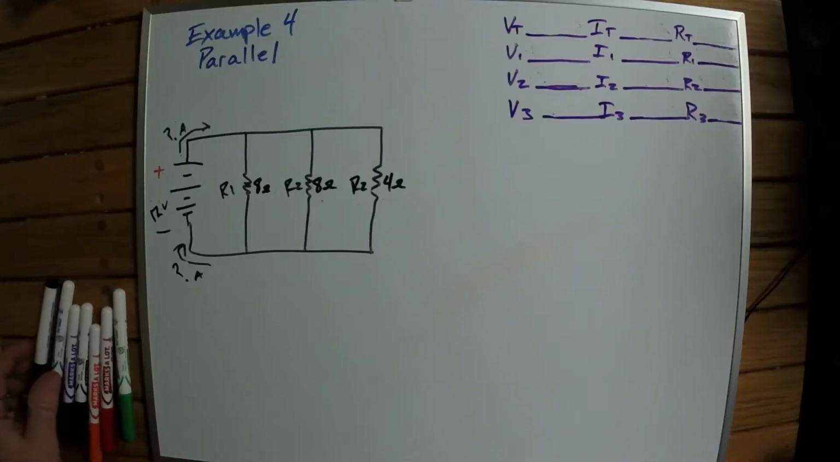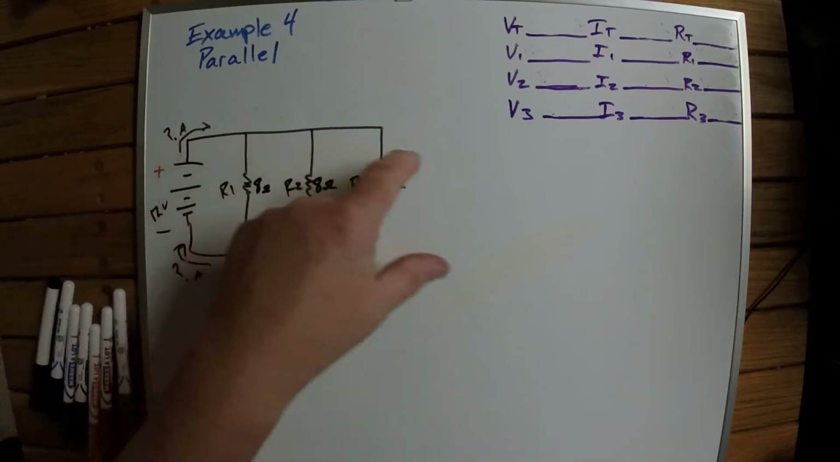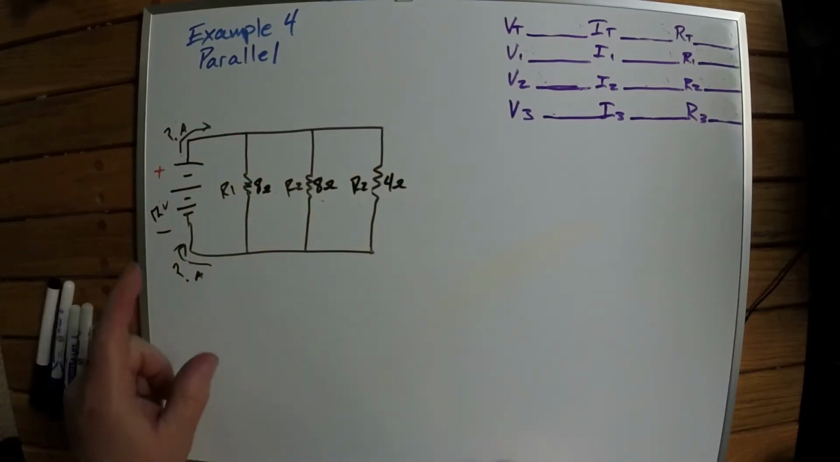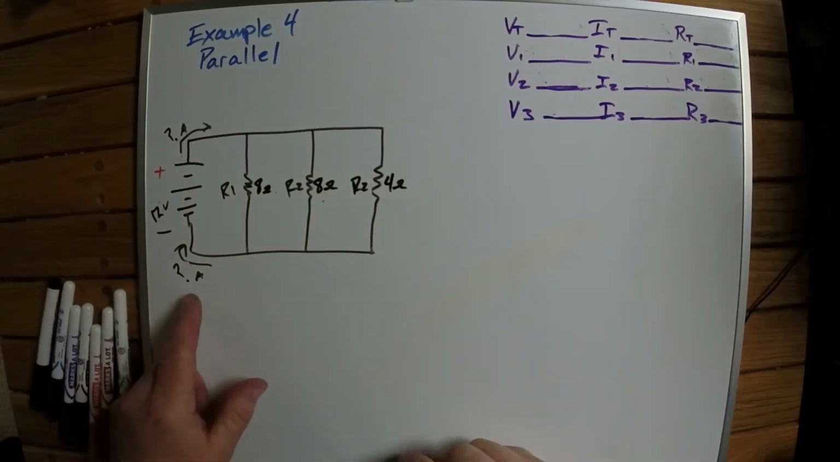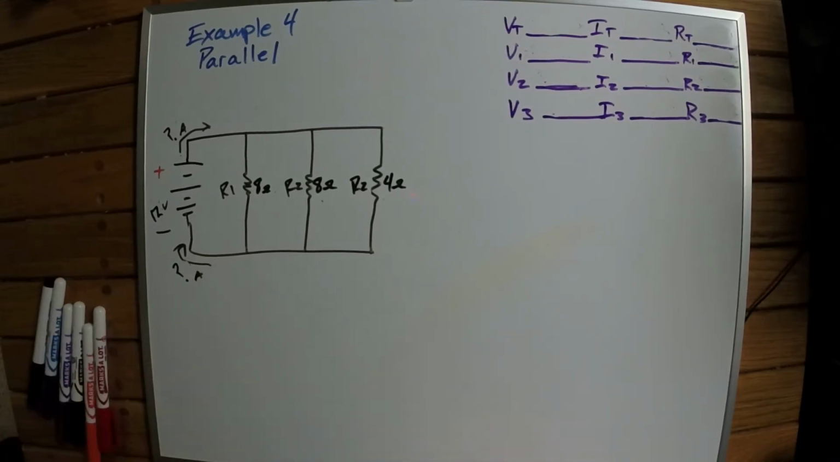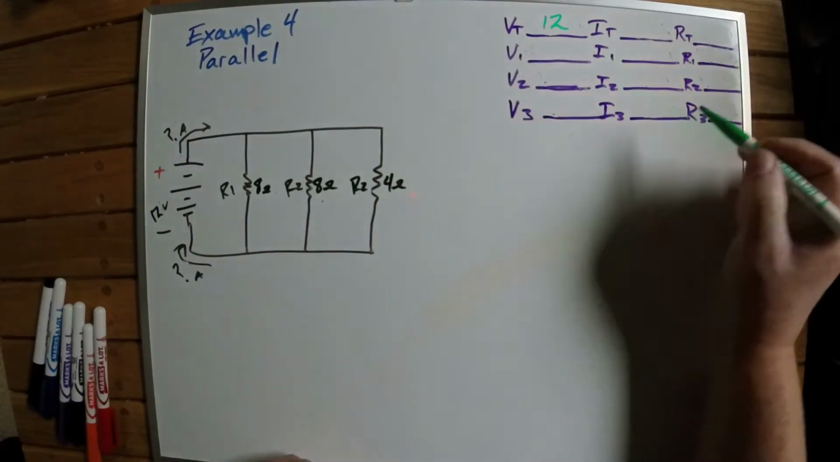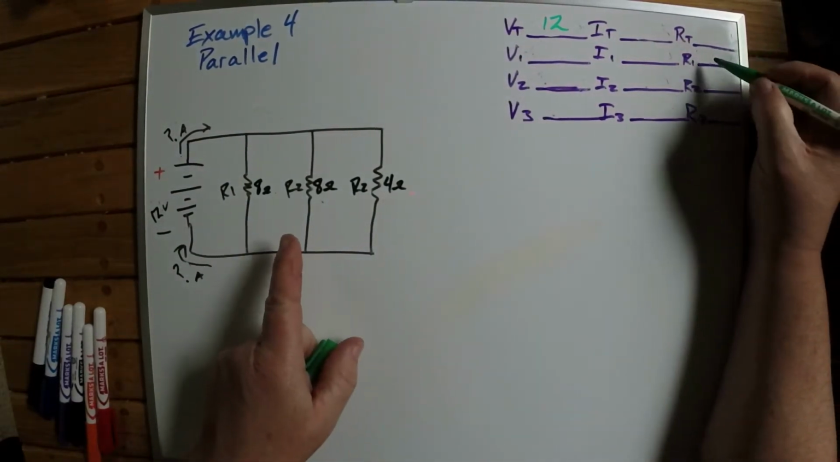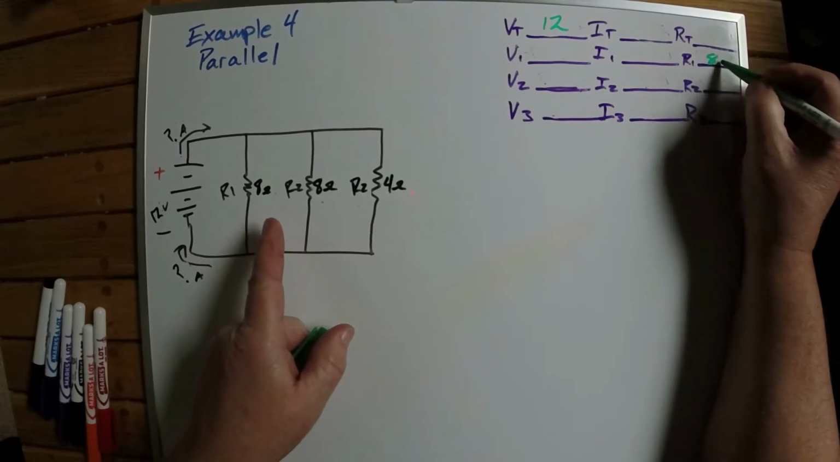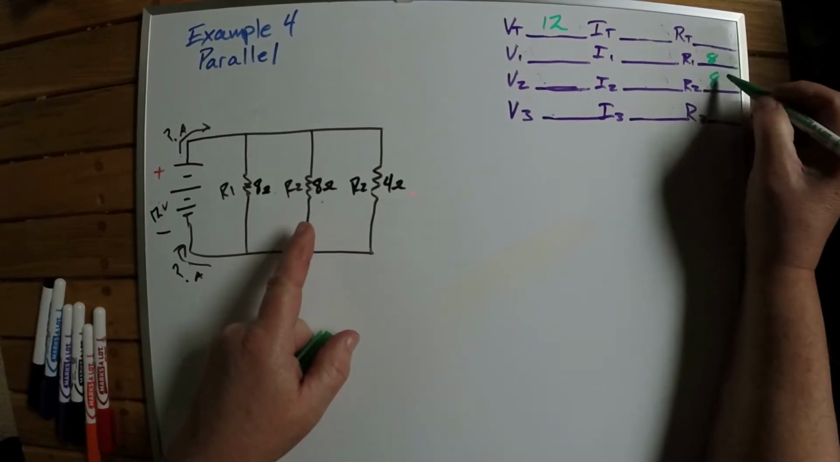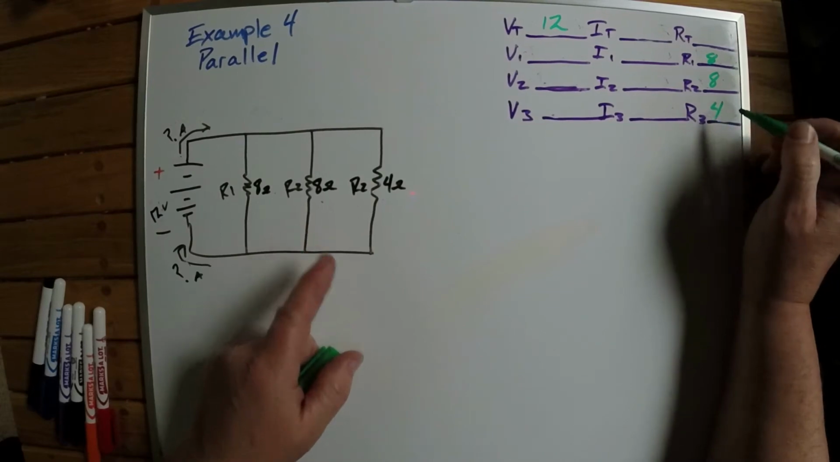This is our example number 4 in the parallel circuits. So we've identified our parallel, and this time what we're trying to figure out is how much amperage we have. So let's go ahead and fill in our known values. We've got 12 volts here, and we know what our resistor values are. We only have 3, so that's 8 ohms, 8 ohms, and 4 ohms.